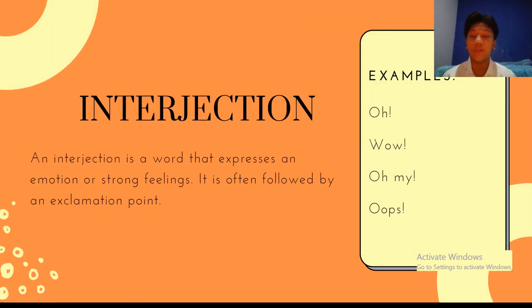Now move on to the last part of speech, which is interjection. An interjection is a word that expresses an emotion or strong feelings. It is often followed by an exclamation point. For examples, oh, wow, oh my. And last one is oops. You have to remember, you have to be very clear with this interjection, because you need to add the exclamation point at the end of the word.